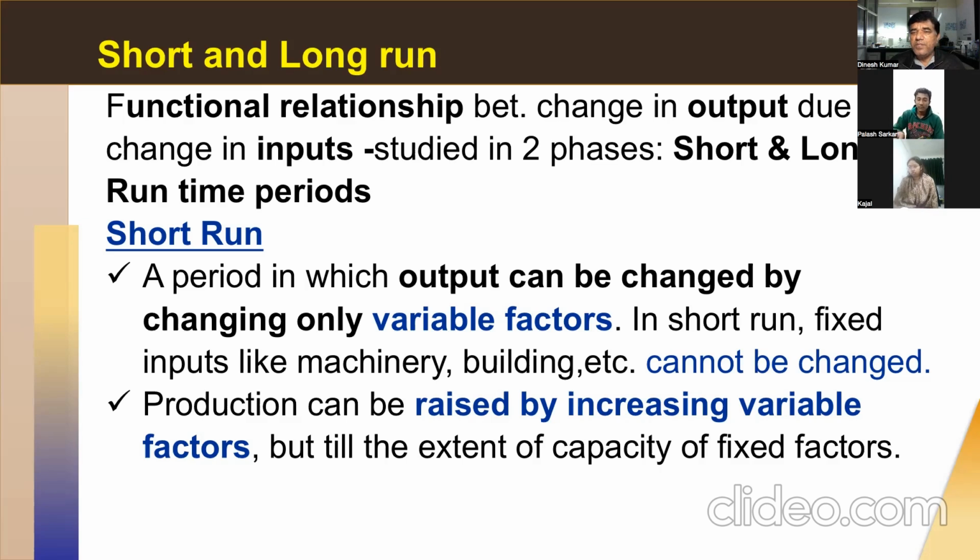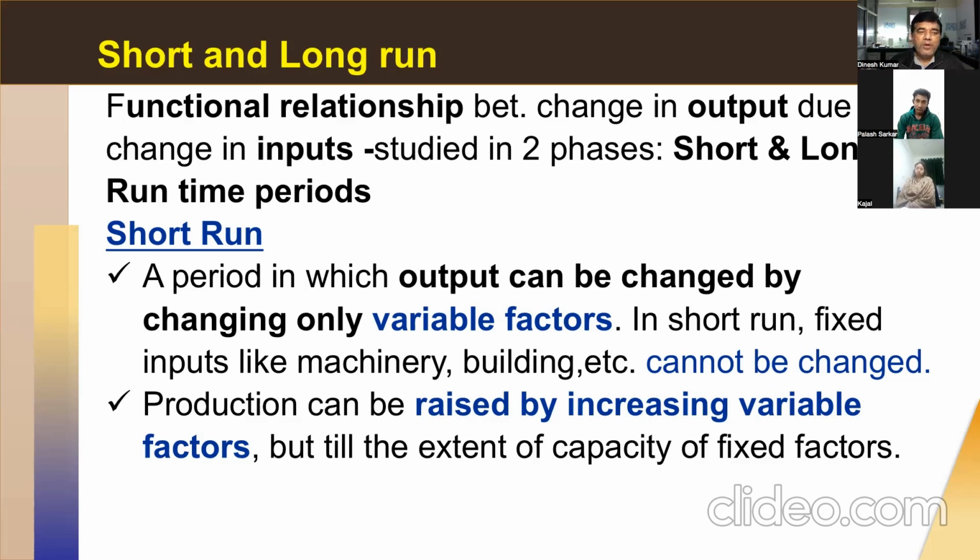The functional relationship between change in output due to change in input is the production function. These relationships are studied under two phases: one is short run and the other is long run, time periods. Short run is a period in which output can be changed by changing only variable factors. So in short run, you can increase or decrease the production by changing only the variable factor. Then it is called short term.